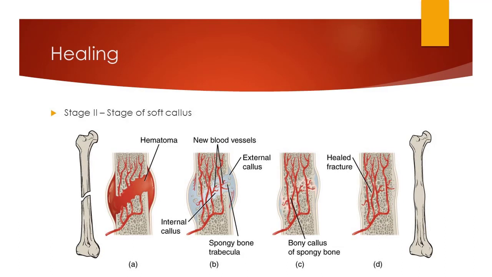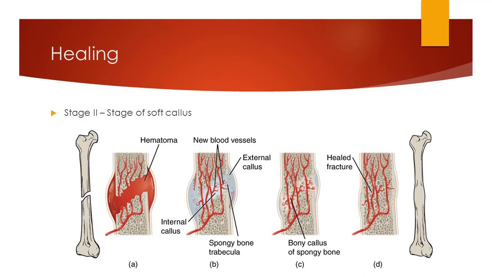Stage 2 is the stage of soft callus. During this time, the fibrin network becomes organized and becomes reinforced by collagen fibers. We will see budding capillaries so that we can get more blood flow to the area. Those osteoblasts form fibrocartilage matrices. We will refer to those as osteoids. And then that osteoid calcifies. Usually this occurs about 2 to 3 weeks post-injury.